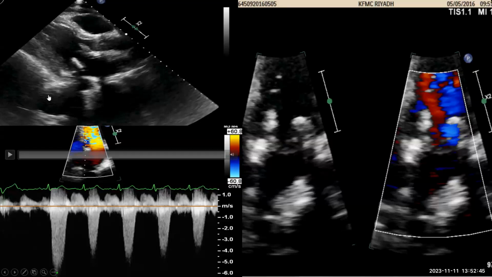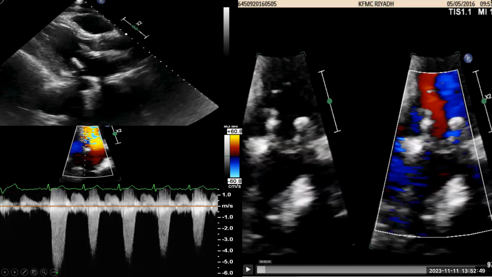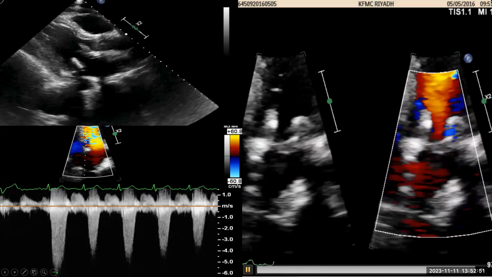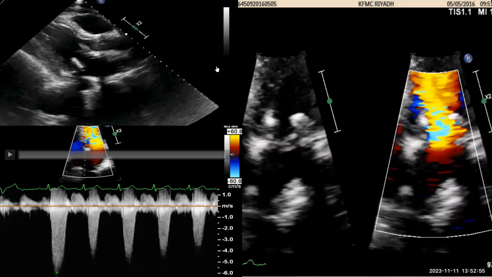I think you saw the answer. The issue is that some slides are very slow, so you can see the answer. So let's see the answer now. Bioprosthetic mitral valve, that's right. And we have vegetation, excellent. Paravalvular leak. Okay, let's see.